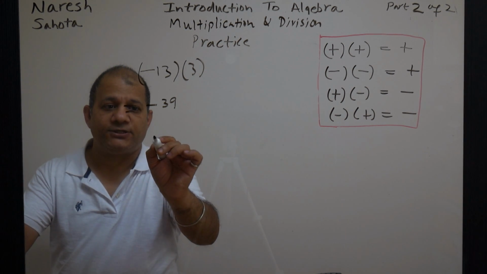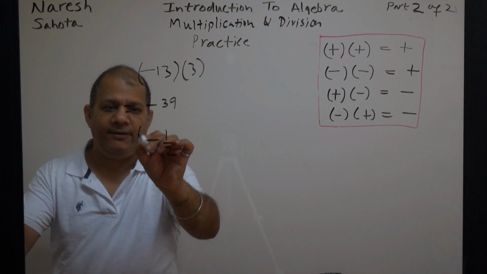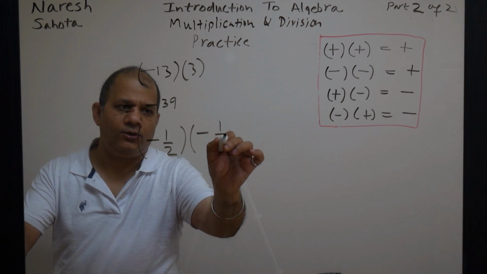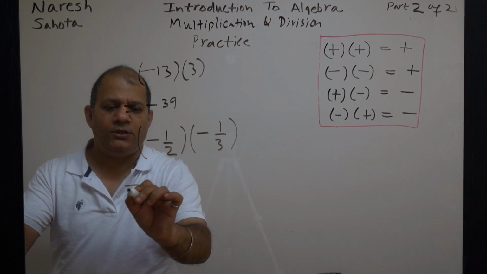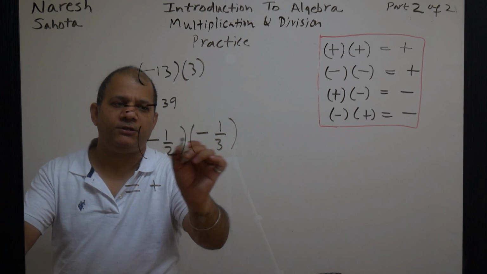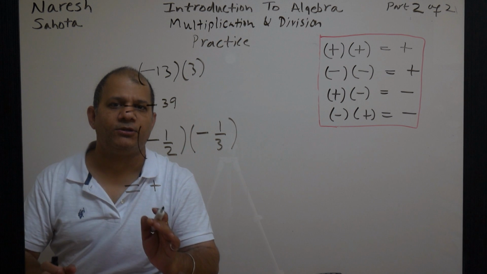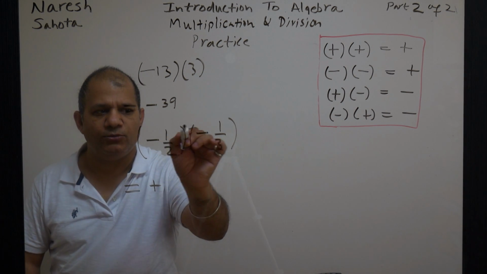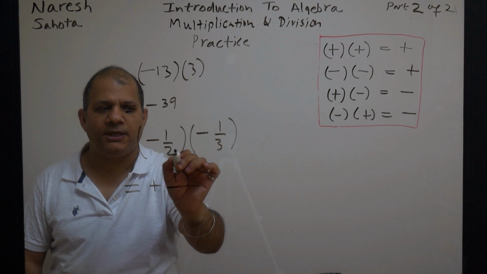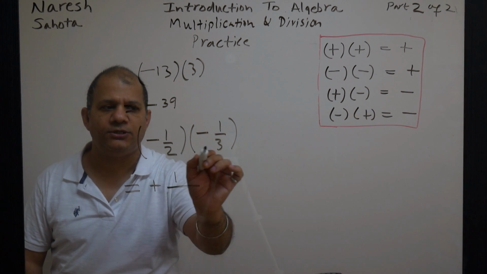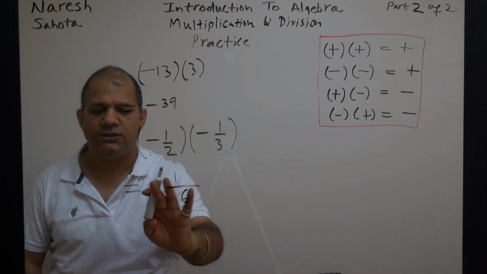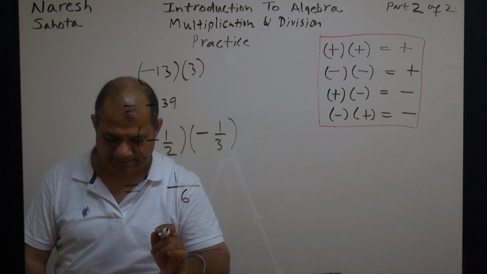Let's do some fractions. So negative 1/2 times negative 1/3. Negative times negative is going to be positive. And when we multiply fractions, it's a straight multiplication. So multiply the numerators together. 1 times 1 is 1. And multiply the denominators together. 2 times 3 is 6, and we don't need to write the positive in front, so the answer is 1/6.